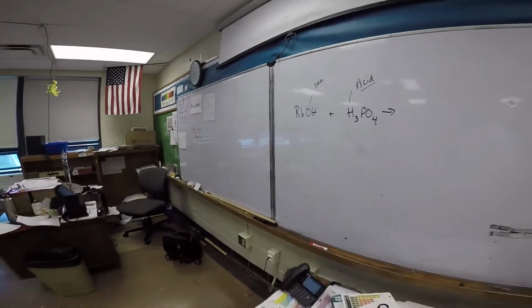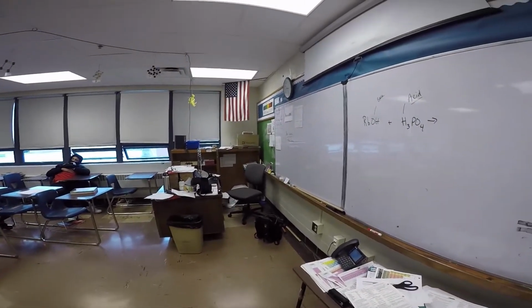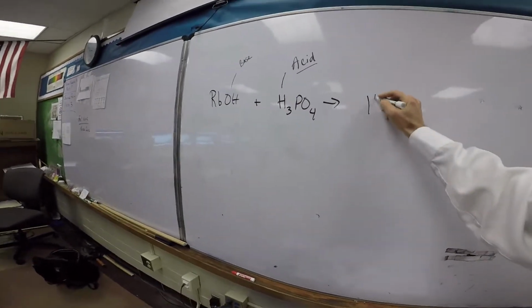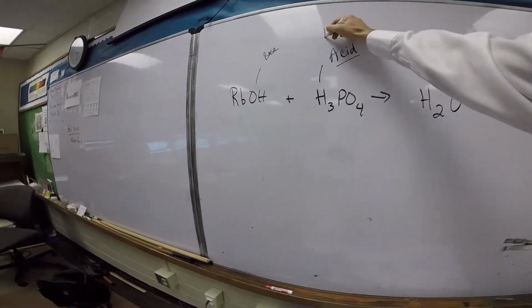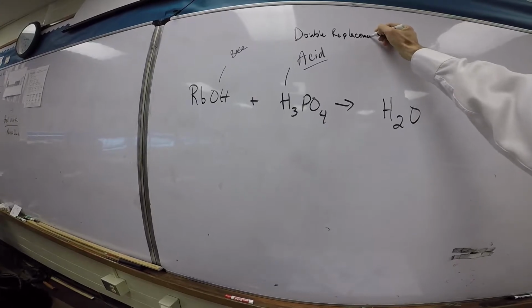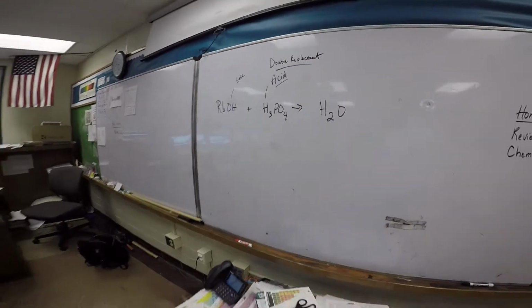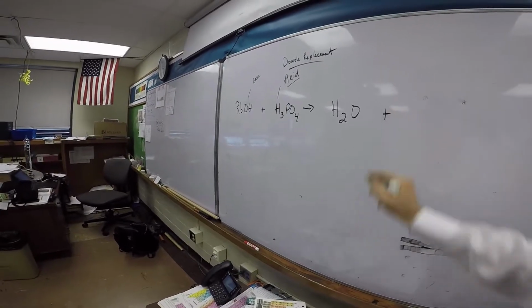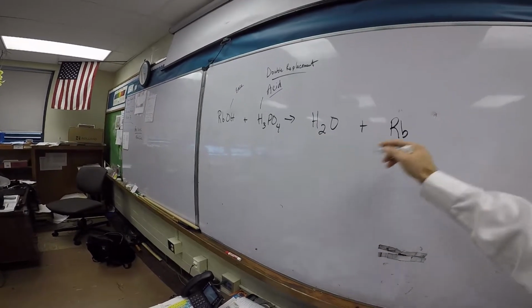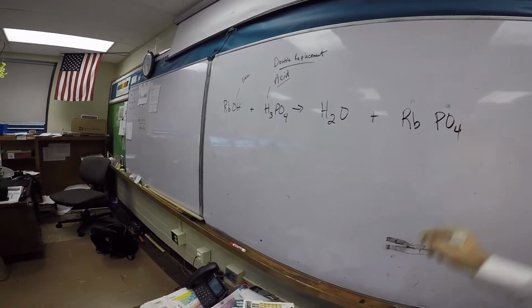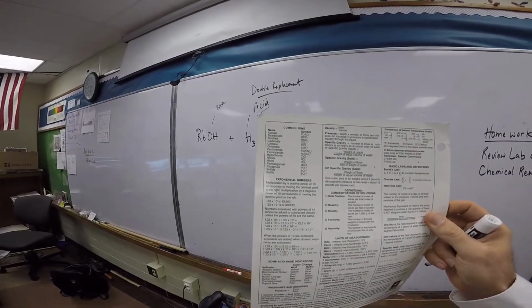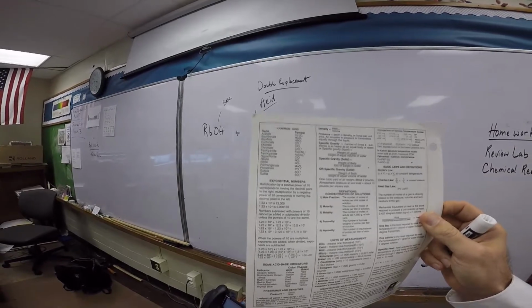So acid-base reactions always form what? Water. Yeah, they form salt and water. So you know you're going to form water here because of the OH. This is a double replacement reaction. And then you're going to form the salt. So the salt's going to be that cation there, Rb, followed by the phosphate, PO4. Now I'm going to look on this chart right here to determine what the phosphate charge is, and it tells me it is PO4 3 negative.